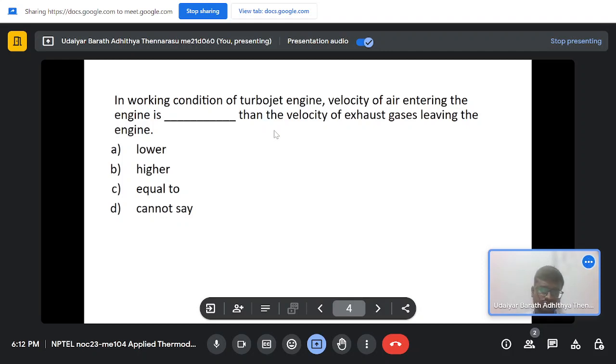So I told you, to create that thrust there should be a difference in velocity. When the velocity of the jet is more outside and it's going out, the one which is coming in should be at lower velocity, or else you will not get that initial thrust for the aircraft to move. So it should be lower.